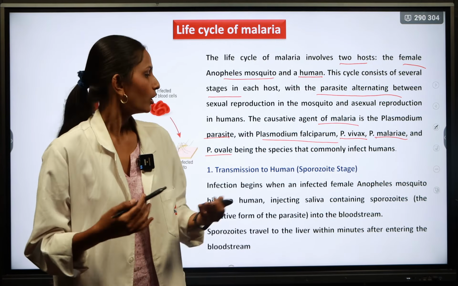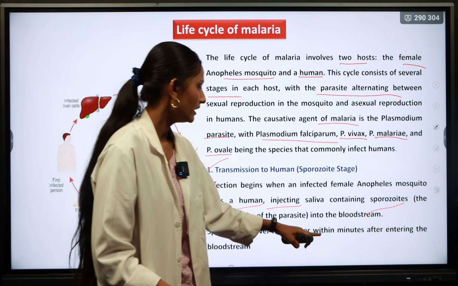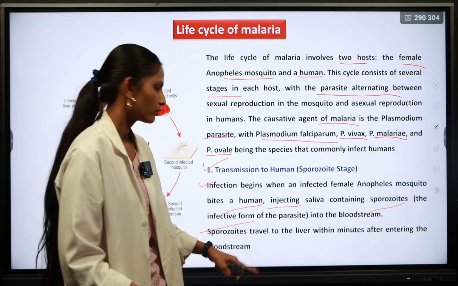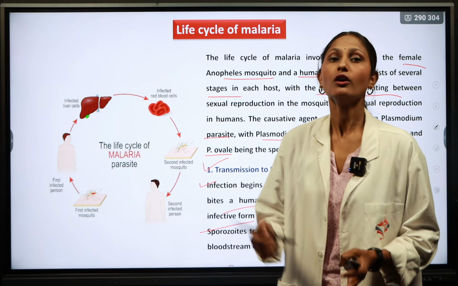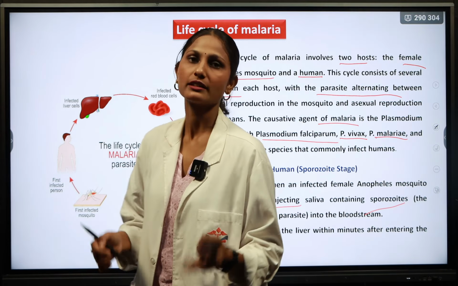The infection begins when an infected female Anopheles mosquito bites a human and injects saliva containing sporozoites. The sporozoites in the mosquito saliva, after being injected, can spread into the human body. This infective form of the parasite enters the bloodstream, and sporozoites travel to the liver within minutes after entering the bloodstream. So the infected mosquito transmits the sporozoites into the human blood.